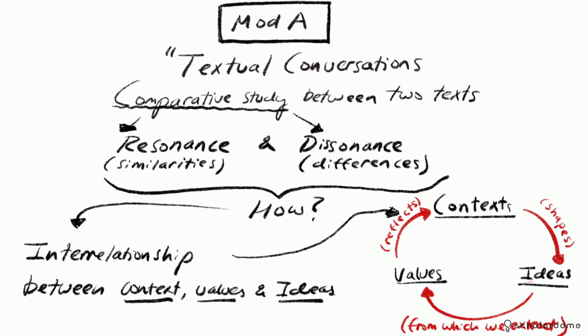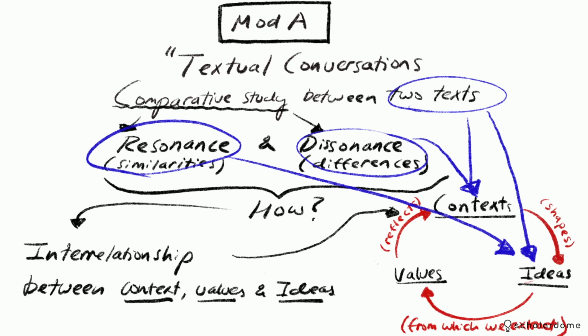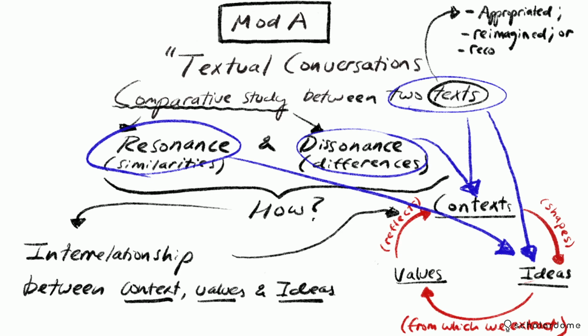So, in Module A, you may be studying 2 different texts that were written in different contexts but explored similar ideas, and you might find that they come to different positions in respect of the exploration of these ideas or share certain similarities. Interestingly, one thing that's new with Mod A is that you'll now also need to consider how narratives can be appropriated, reimagined, or reconceptualized for new audiences.